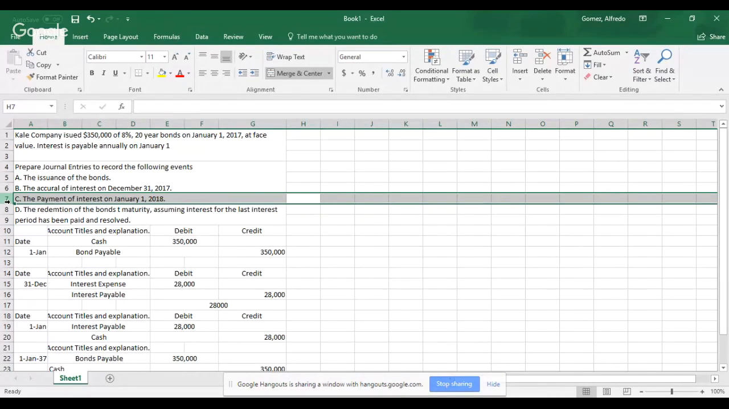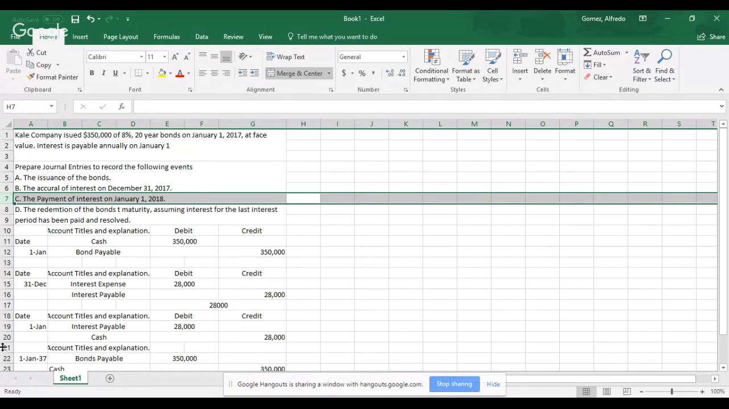Today we'll be going over the Cal Company issuing a $350,000, 8 percent, 20-year bond on January 1st, 2017 at face value. Interest is payable annually on January 1st. For this exercise, we're going to have to prepare journal entries to record the following events: the issuance of the bonds, the accrual of interest on December 31st, 2017, the payment of interest on January 1st, 2018, and the redemption of the bonds at maturity, assuming that interest for the last interest period has been paid and resolved.